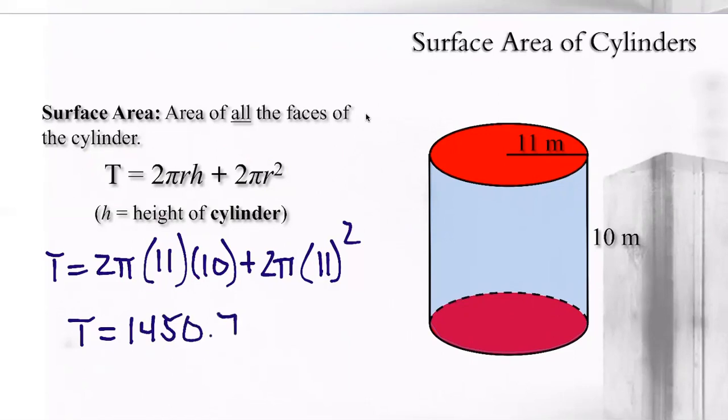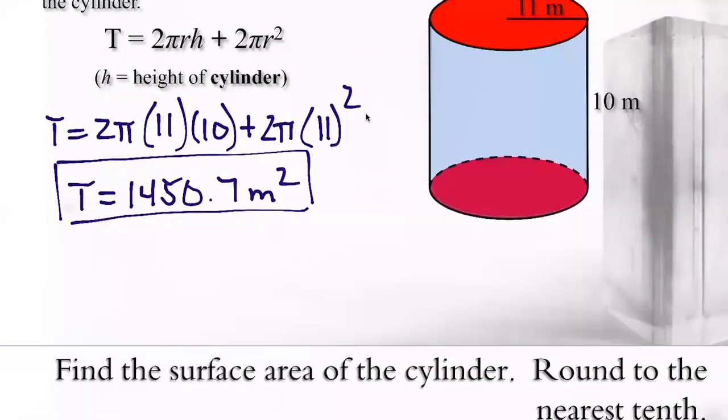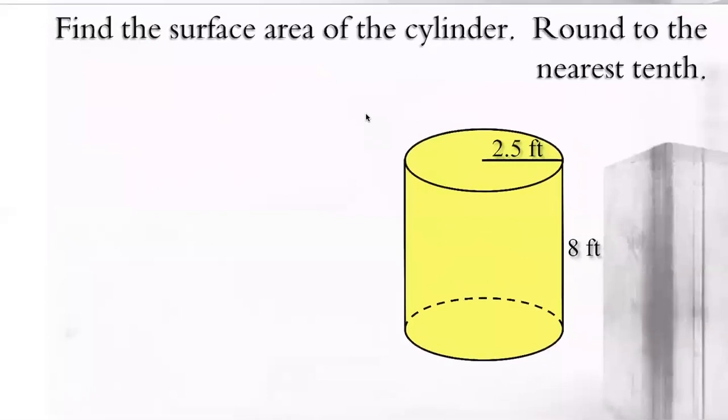So we're just going to go to one decimal place for these. And then meters squared, because we're finding an area. So our total surface area would look like that. Okay. So if we take a look at another example here, given another cylinder, finding surface area.